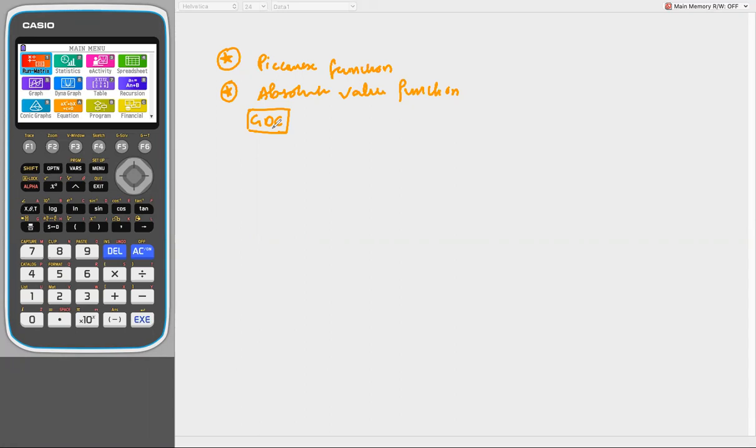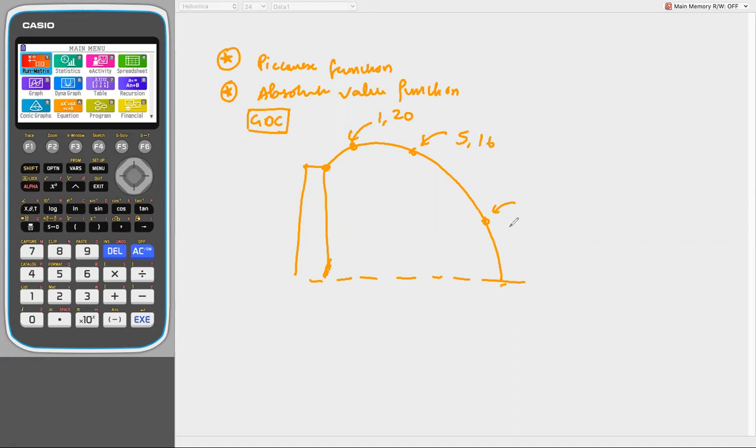modeling task. Now, let us say that if I pick up a single event of, let's say, throwing a marble from the top of a cliff, and then this lands on the ground. And now it is assumed that it follows a quadratic path, and they have given us certain coordinates. Let's say this coordinate is 1, 20. This is 5, 16. And this is, let's say, 8, 6. And what is expected is that you find an equation for this trajectory.